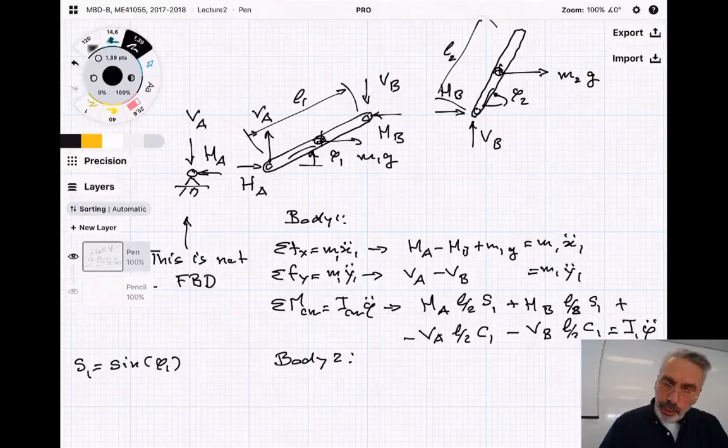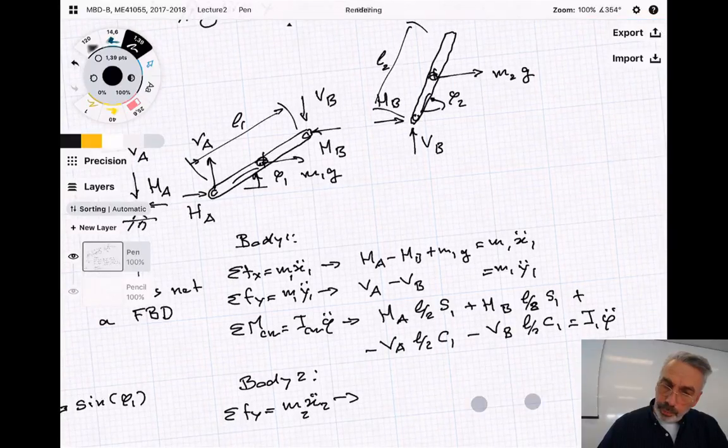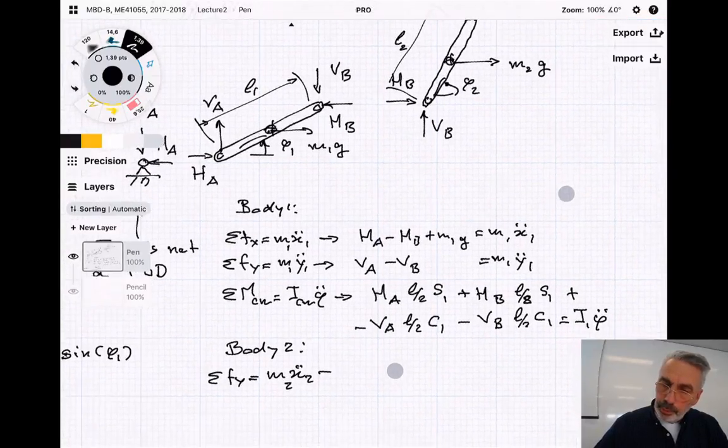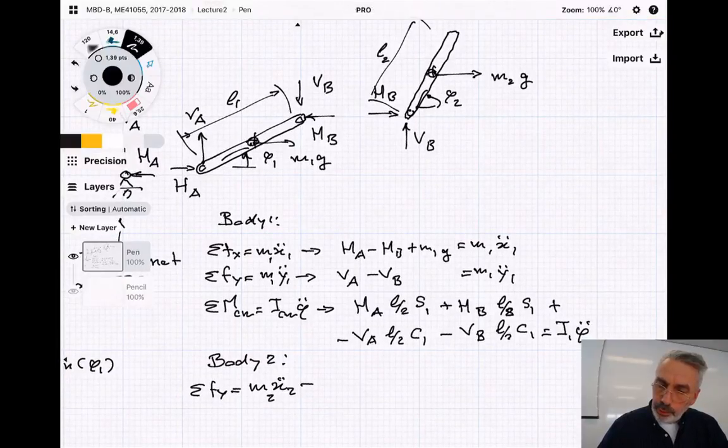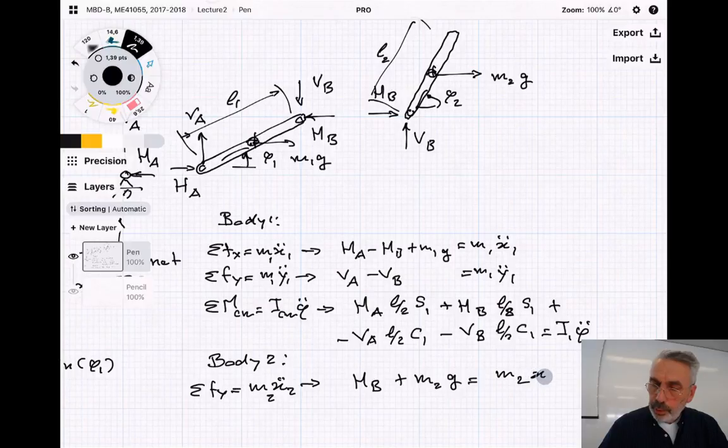Body 2, exactly the same. Sum of the forces in X is m2 x double dot 2 for body 2. Meaning, well, looking at body 2, don't rotate, come back to me. Horizontal forces are HB, that's plus M2G equals M2 X double dot 2. Same for the vertical, of course. VB, that's a plus. No gravity, should be M2 Y double dot 2.